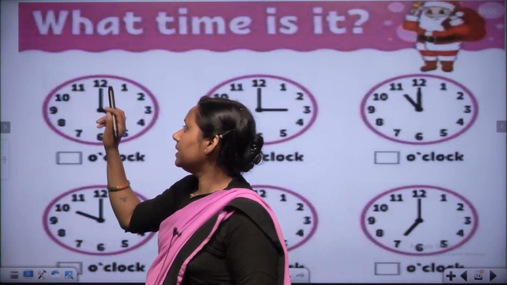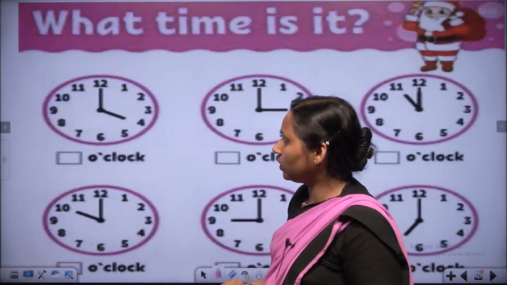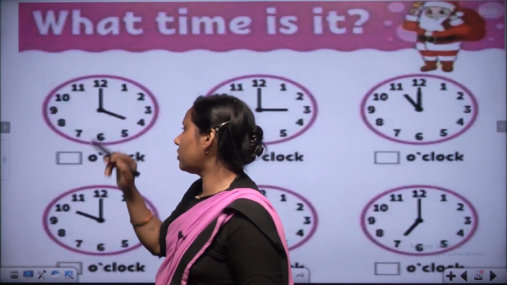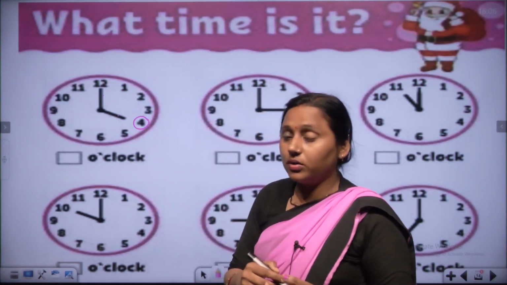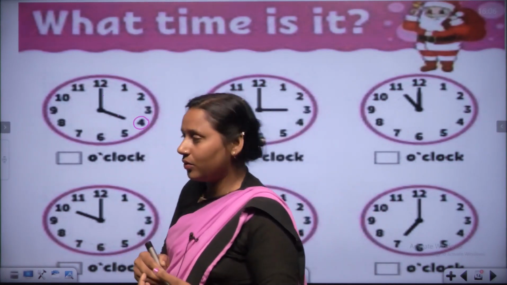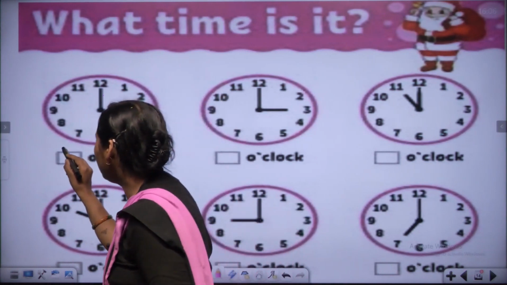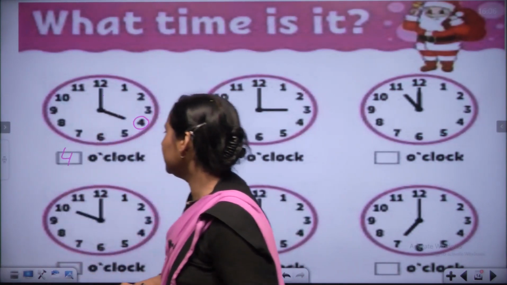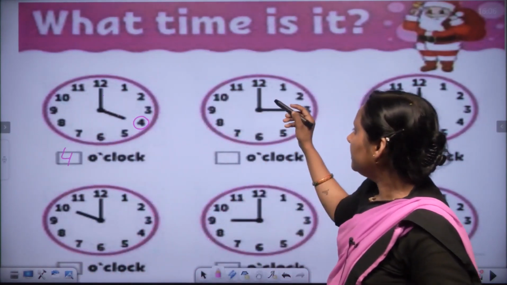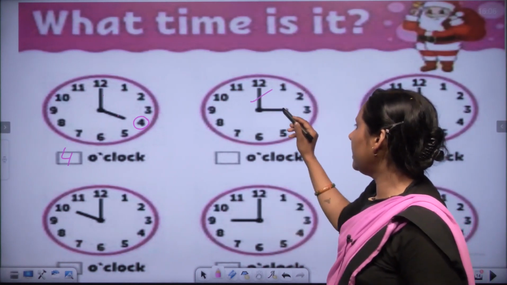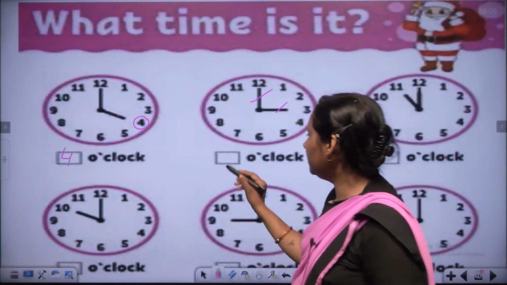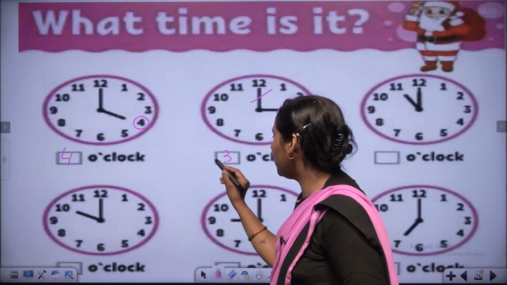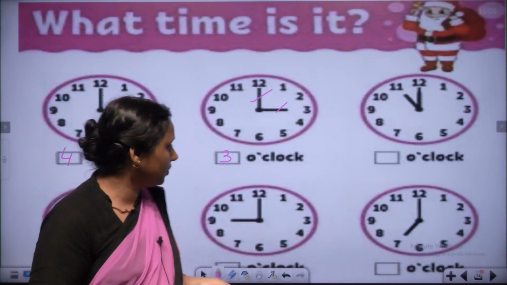Here minute hand in 12 means o'clock, and hour hand or short hand in where? 4. Yes. So what we write? 4 o'clock. We read 4 o'clock. Okay. Then minute hand in 12 and hour hand in 3. So what we write? What we read? 3 o'clock and write 3 o'clock.